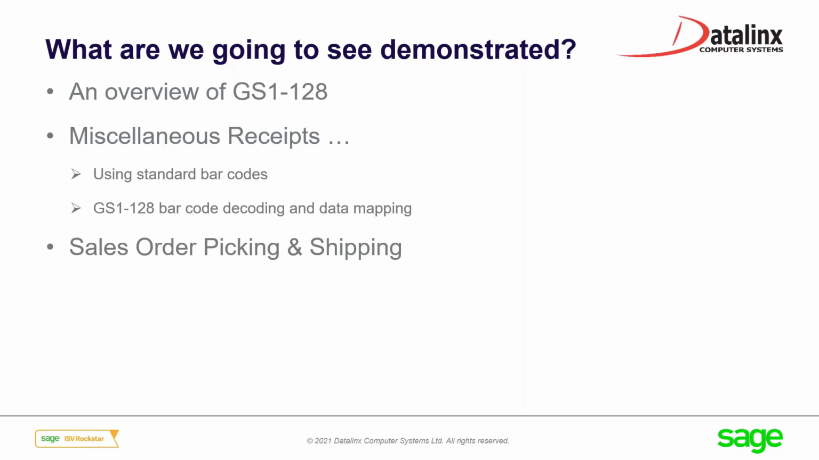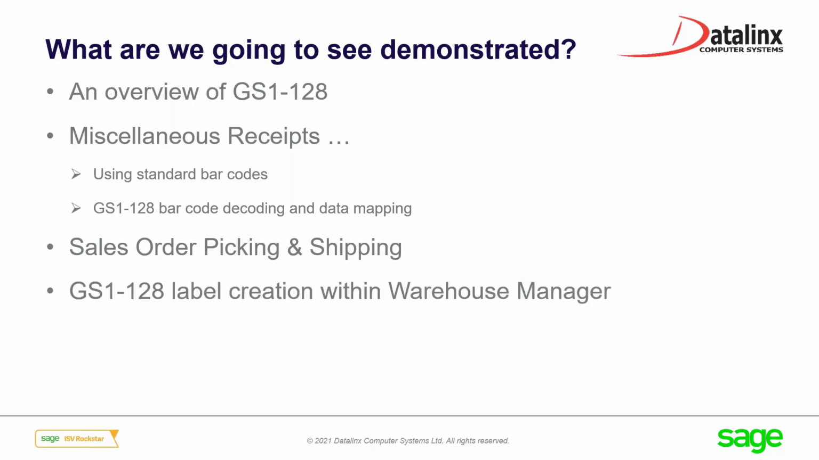The second demonstration is around how we use GS1 codes to do sales order picking, quite a large part of what we do in Warehouse Manager. And the third and final part, we'll take a quick look at how Warehouse Manager is able to generate stock labels that include a GS1 barcode. And as always, we'll elaborate on each part as we progress.